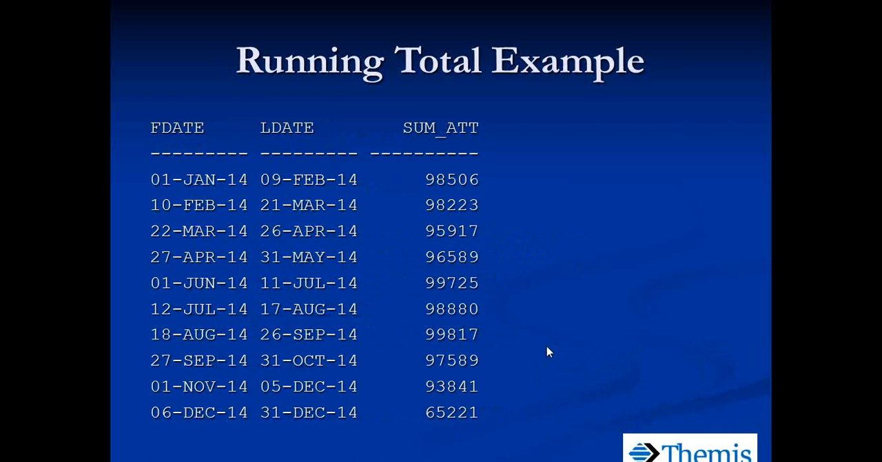Here's what we get. So what this is saying is between January 1st and February 9th, the attendance was 98,506. If I would have added February 10th to it, it would have gone over 100,000. So I don't. February 10th starts the next block. And so you can see the end dates and the start dates, it'll be one day after another here. So I can kind of see that.